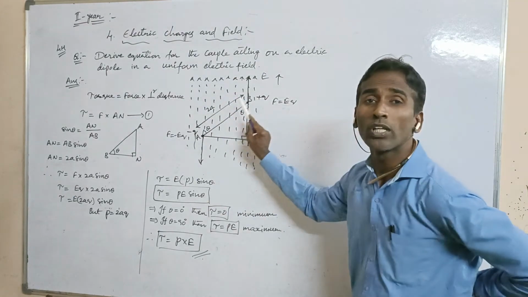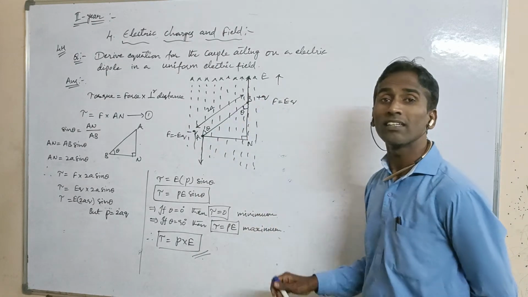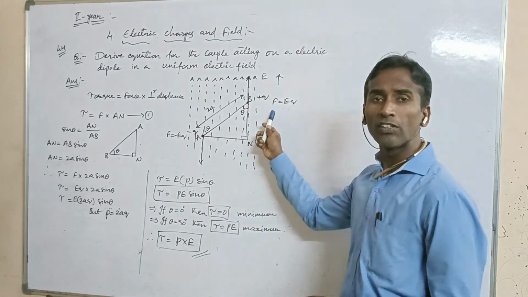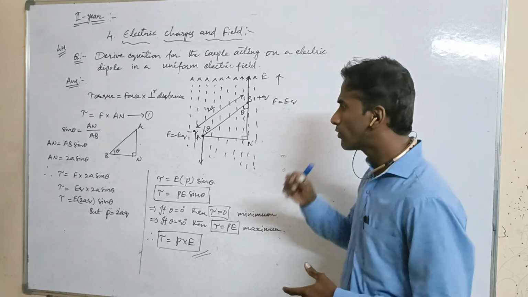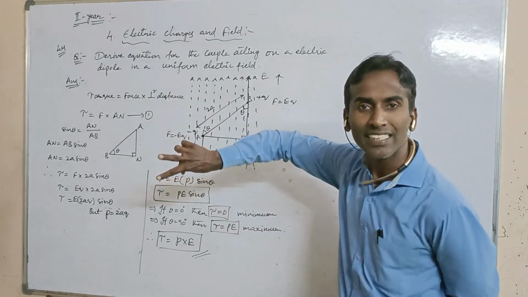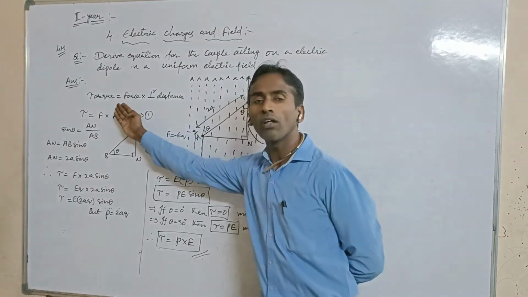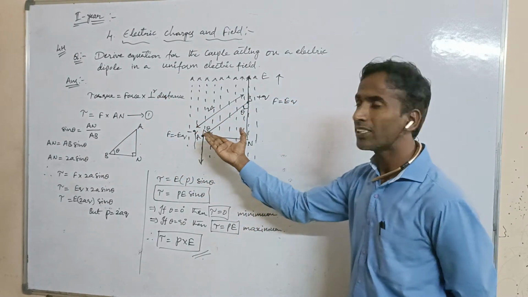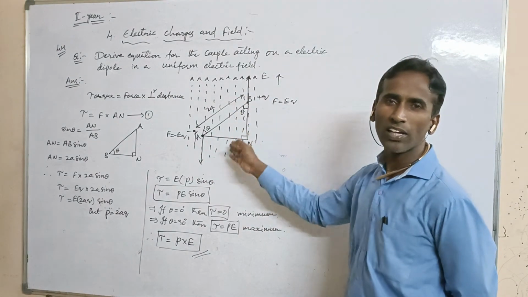Now see here, these two charges, minus Q and plus Q, will produce two forces. One is plus F equal to EQ and the other is F equal to minus EQ. When the two forces rotate in the anti-clockwise direction, they produce torque. The torque formula is torque equals force into perpendicular distance. Here AN is the perpendicular to the uniform electric field.